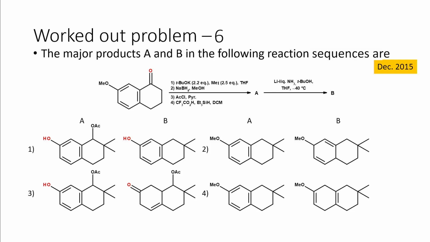Here again, we have to find the major products A and B formed in the following sequence of reactions. This question was asked in December 2015. We have a carbonyl unit, and this carbonyl unit is subjected to various reactions. The first one is in the presence of a strong base, sodium tertiary butoxide, 2.2 equivalents, and 2.5 equivalents of methyl iodide are used in the first step. If you look at these two things, you have a base and you have an alkylating agent. So obviously the reaction that is going to happen is an alkylation reaction.